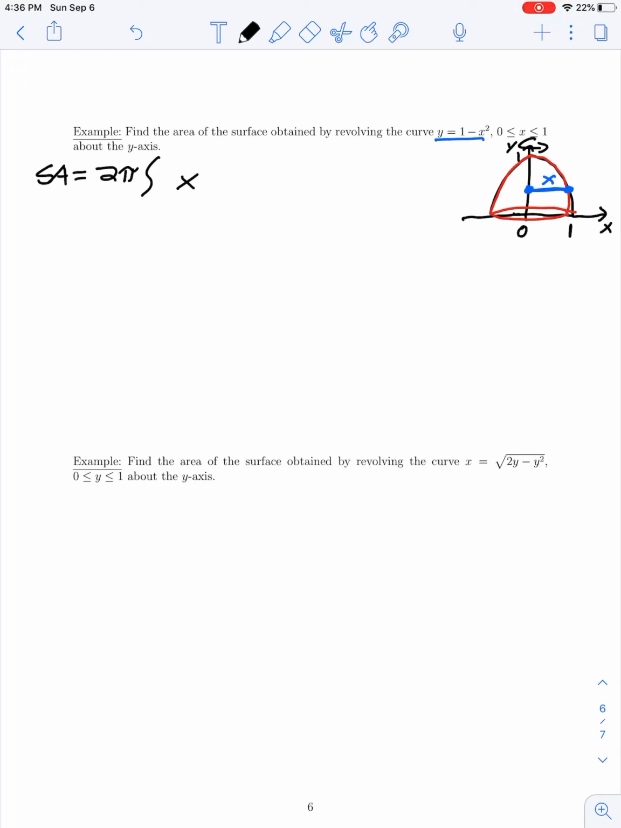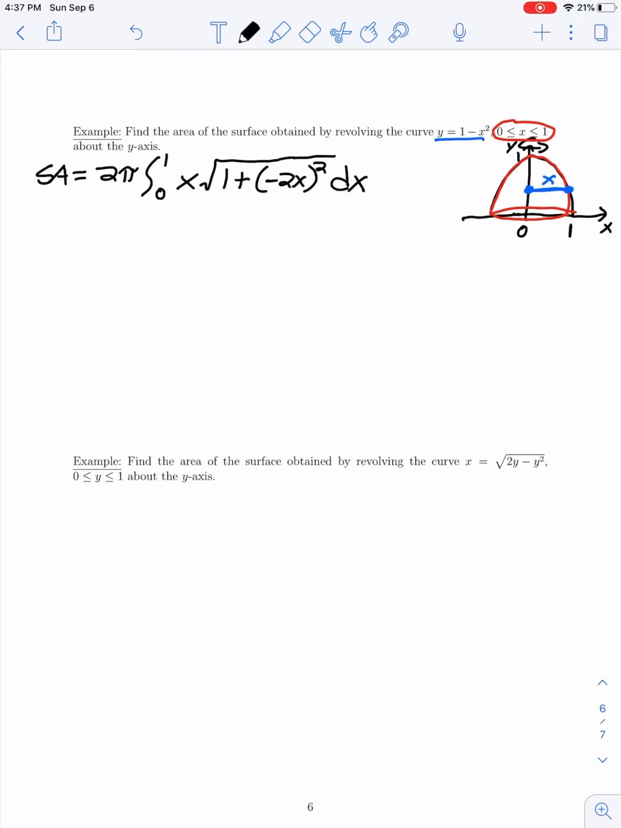And then we have to multiply by the differential of arc length. So that would be the square root of 1 plus the derivative of my function. So here, if y is 1 minus x squared, y prime is going to be negative 2x. We square that quantity. And then we're integrating with respect to x on the interval x equals 0 to 1. So here our limits of integration will be 0 and 1.